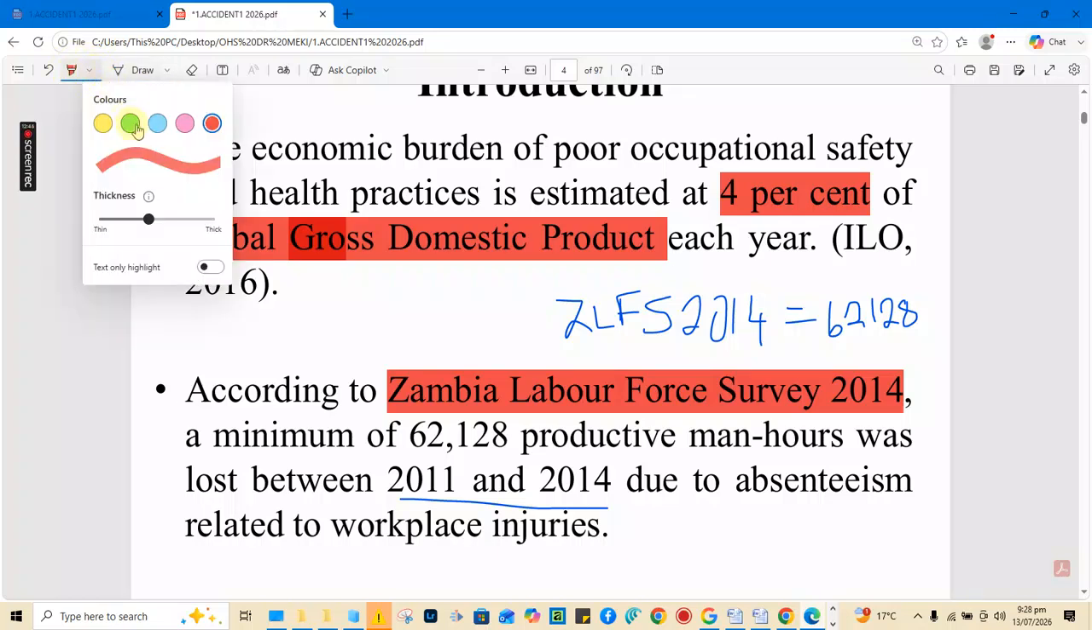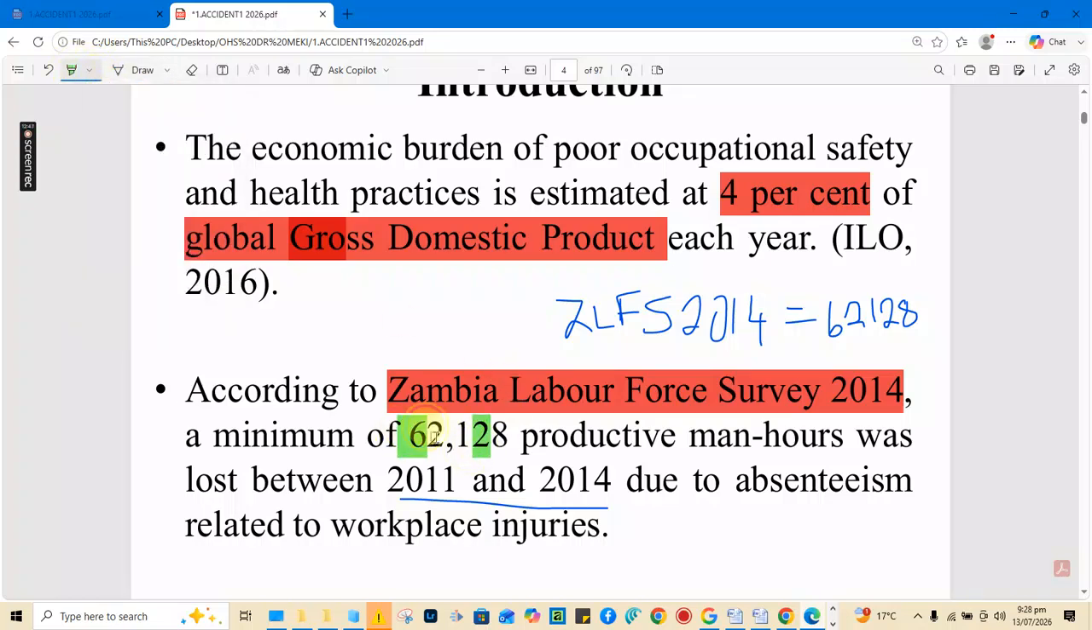Or maybe we put 62,128 labor hours were lost, according to the Zambia Labour Force Survey of 2014. Make sure you take note of that number, very important.